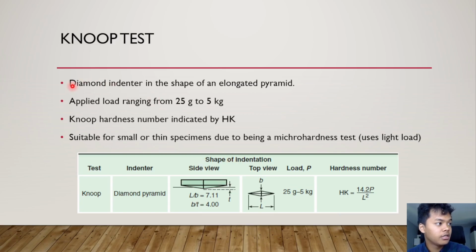And then we get the Knoop test. For this Knoop test, we use a diamond indenter in the shape of an elongated pyramid, that looks like a pyramid that has been elongated in two of its corners. The applied load ranges from 25 grams to 5 kilograms. As you can see, this is a very small load. The Knoop hardness number is indicated by HK. As I have previously mentioned, ranging from 25 grams to 5 kilograms, it is suitable for small or thin specimens because, being a micro hardness test, it uses a light load.